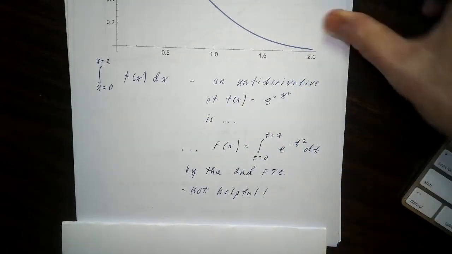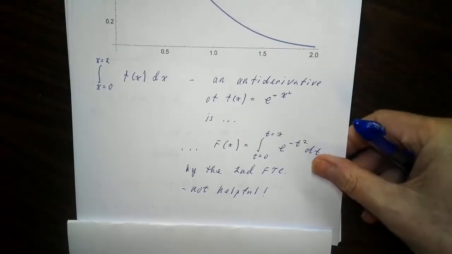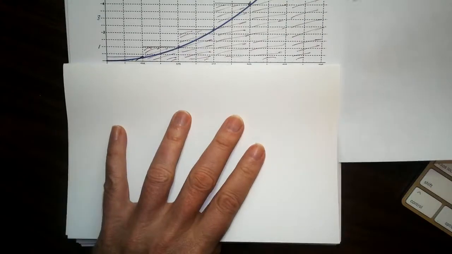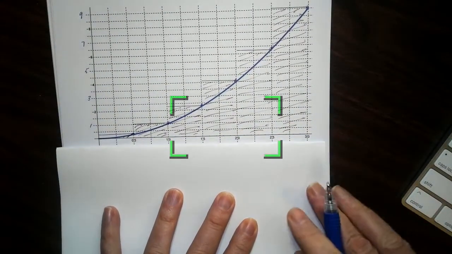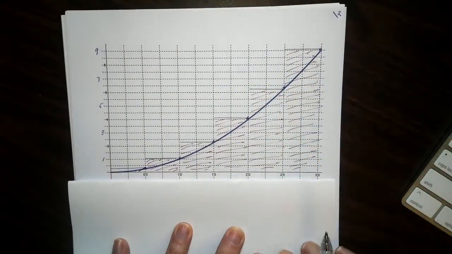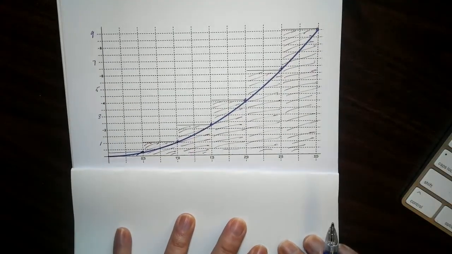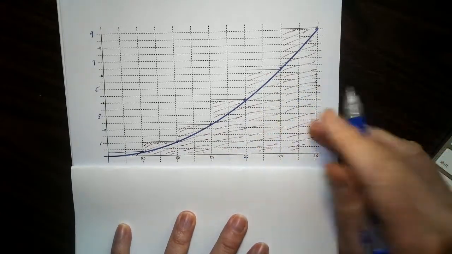It's not helpful. So what we're going to do is look at numeric approximation techniques, building upon what we did in Calculus 1. For the sake of simplicity, I'm going to actually look at a different function. It's a nice smooth curve that goes up like this. In fact, it's just a parabola. We know how to estimate the area under the curve using different types of Riemann sums.